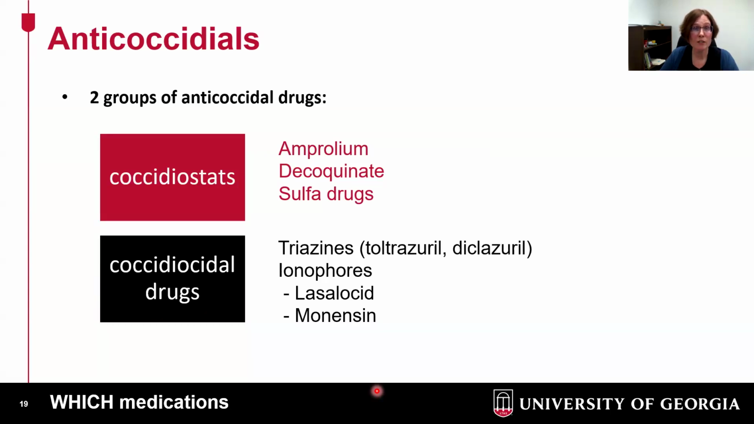Our anticoccidial drugs, so everything that fights coccidia is called an anticoccidial drug, are actually grouped in two different groups. The first one is coccidiostats. That term is sometimes used as an overarching term for everything that is used to control coccidia and coccidiosis. However, more defined, it is the group of anticoccidial drugs that will arrest the parasite development.